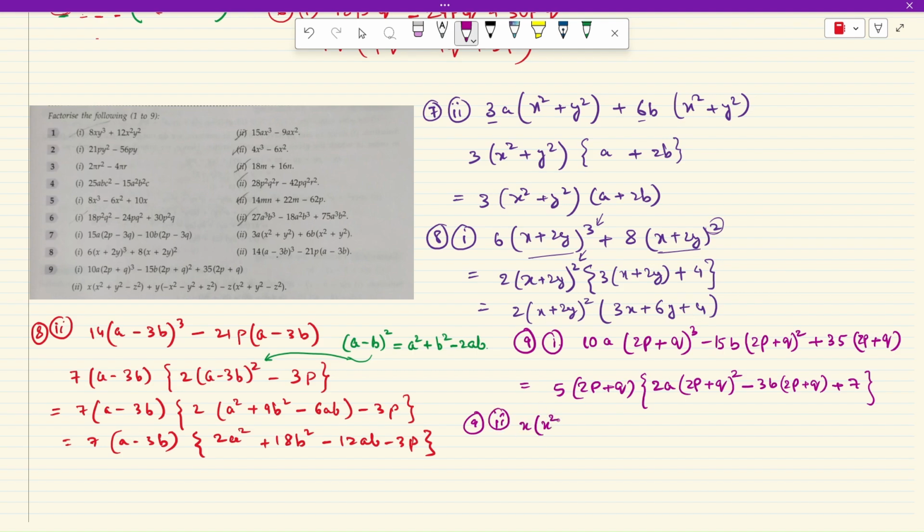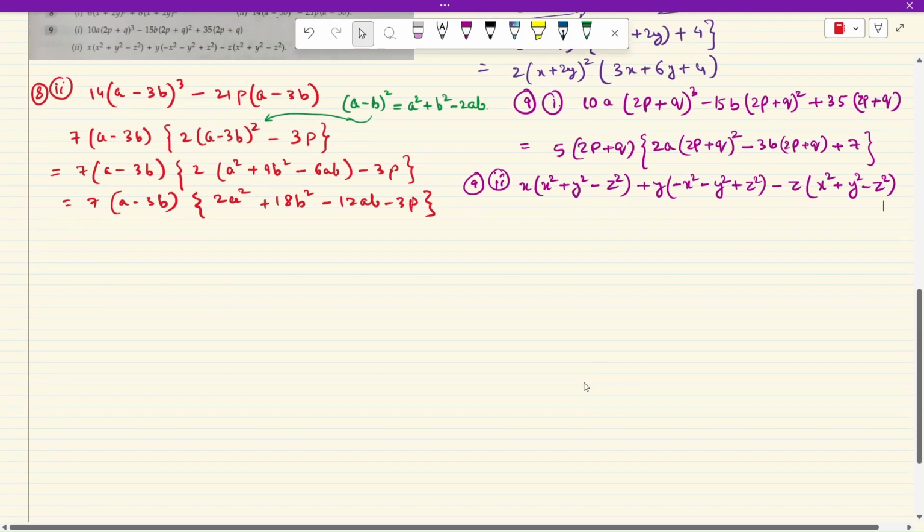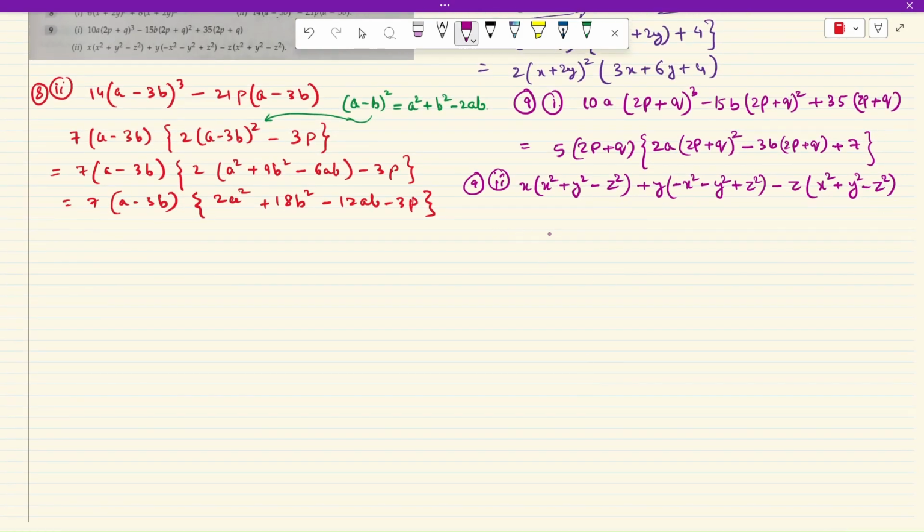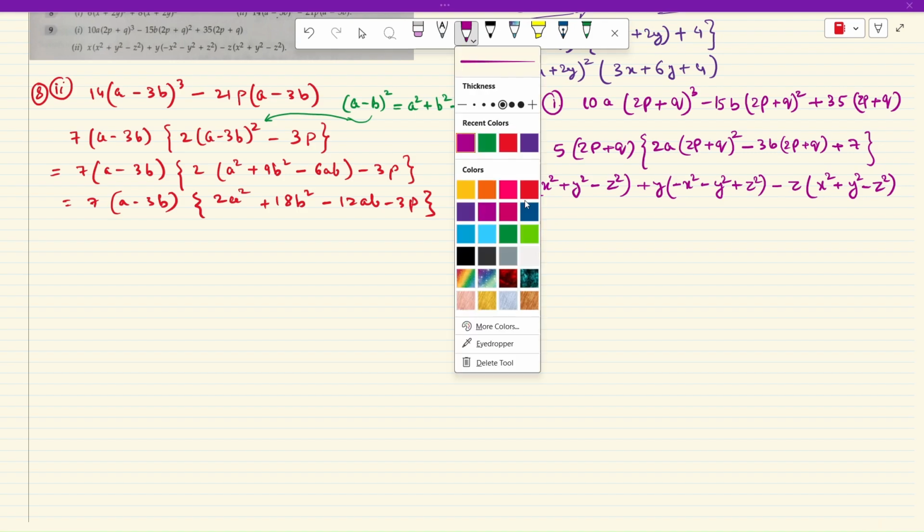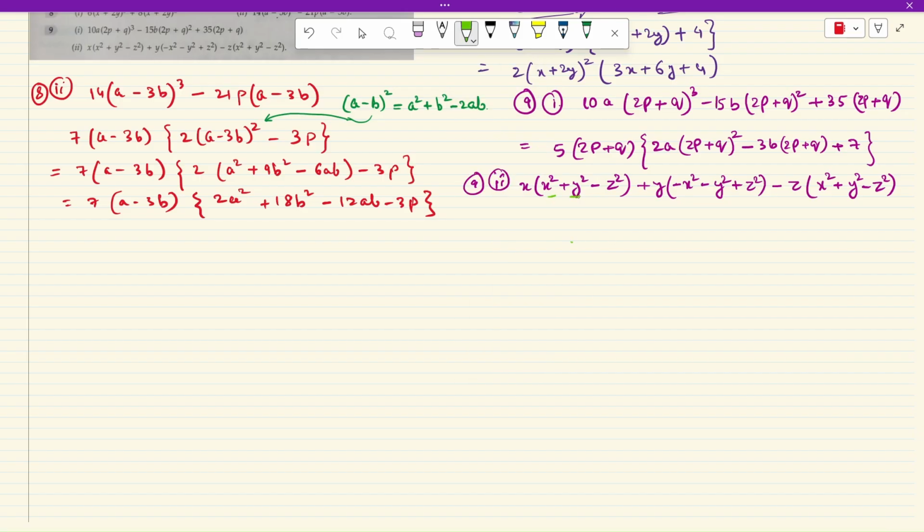this is x times (x square plus y square minus z square) plus y times (minus x square minus y square plus z square) minus z times (x square plus y square minus z square). So this is a very interesting question. See over here, this is x square plus y square but minus z square, but over here the signs are different.